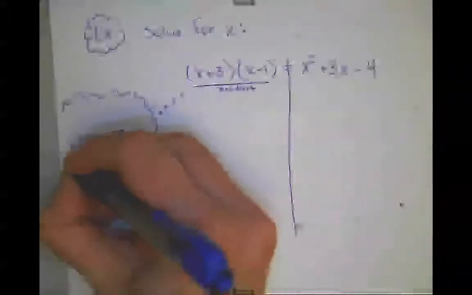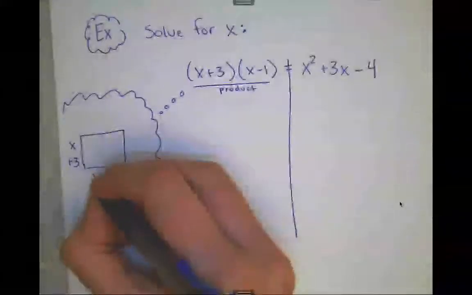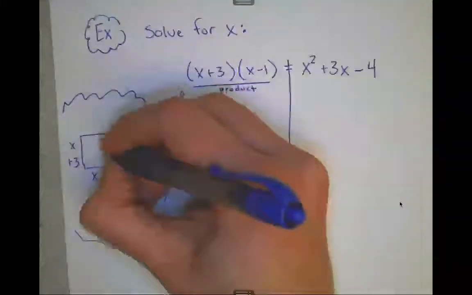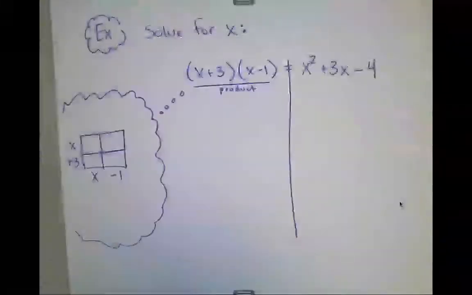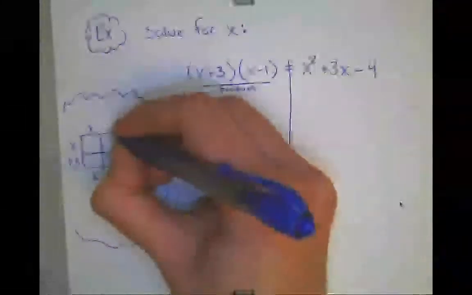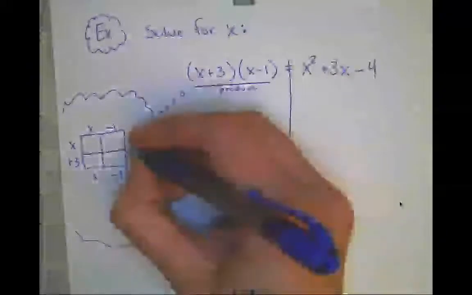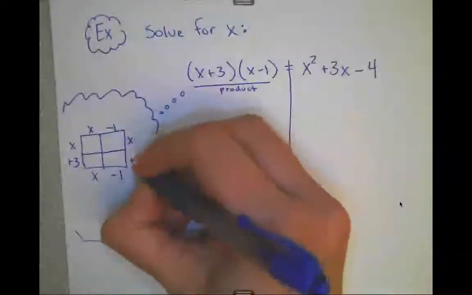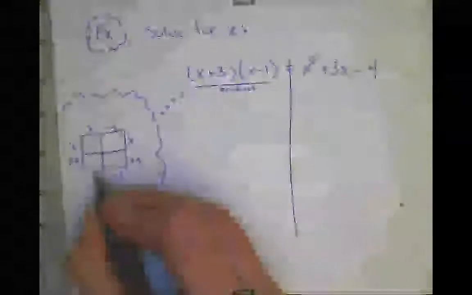X plus 3 is going to be on the side. X minus 1 is going to be on the bottom. I'm going to break this up into 4 sections. I'm going to quickly go through this and copy my sides. X minus 1 goes on top. X plus 3 goes on this side. Copy left and right, top and bottom.